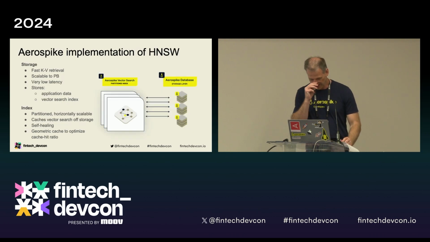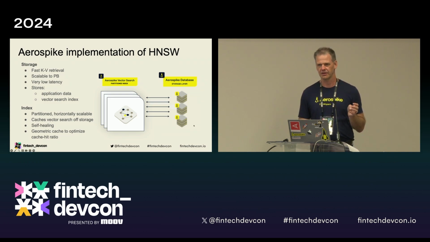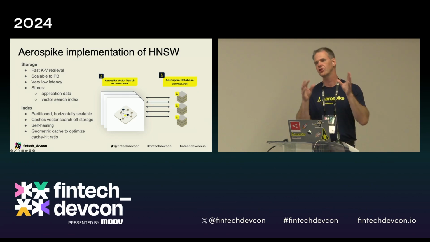All right. So there's a good number of commercial databases out there. As I said, Aerospike has one. As I mentioned, we actually store the vectors inside the database. So they're always there. They're not just stored in memory. We have a caching layer that is a geometric cache on top of it.